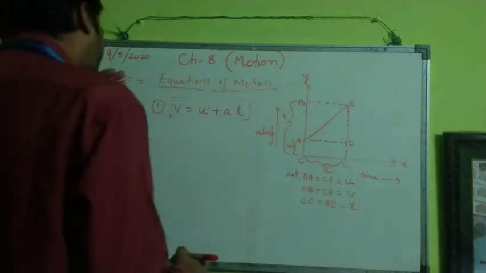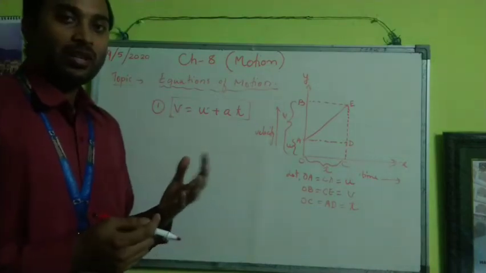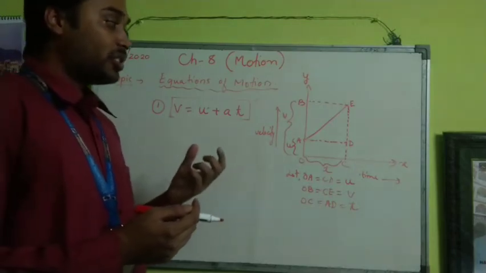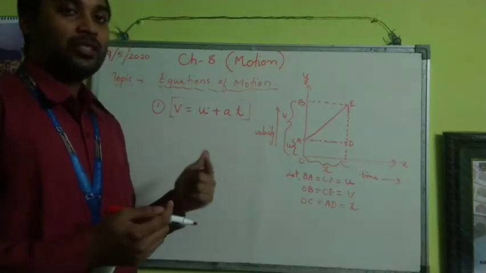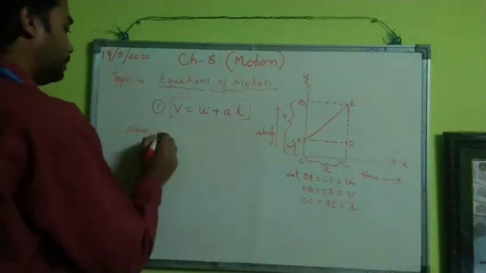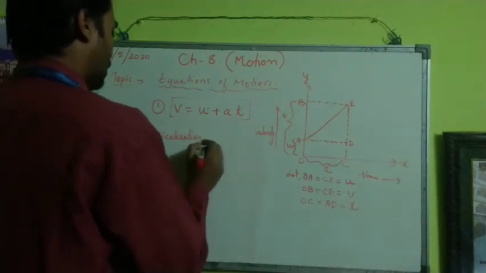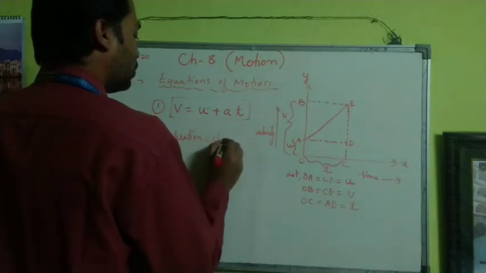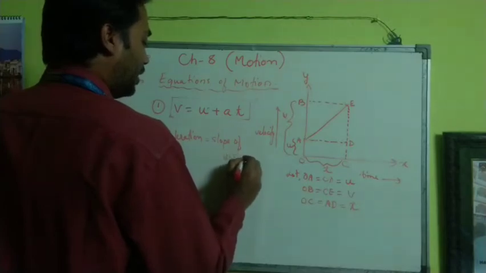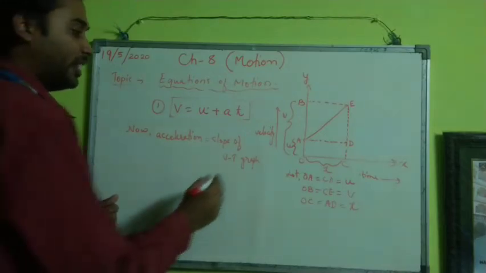So yesterday we discussed the importance of graphs in finding acceleration. So how can we find acceleration from a velocity-time graph? We know that acceleration is equal to the slope of the velocity-time graph. So now acceleration is equal to the slope of the VT graph.